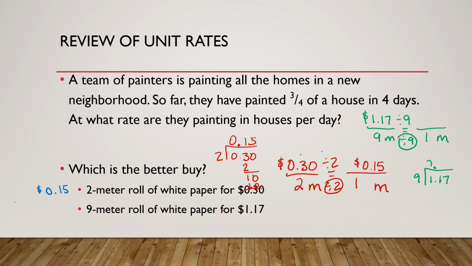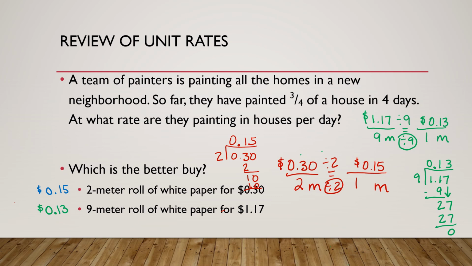We know 9 does not go into 1, but 9 will go into 11 one time. We have 2 left over. We drop our 7, and 9 goes into 27 3 times, and 3 times 9 is 27. So in this case, we are paying 13 cents per meter of white paper. So I'm going to document that over here so that I don't get confused. I've got 0.13.